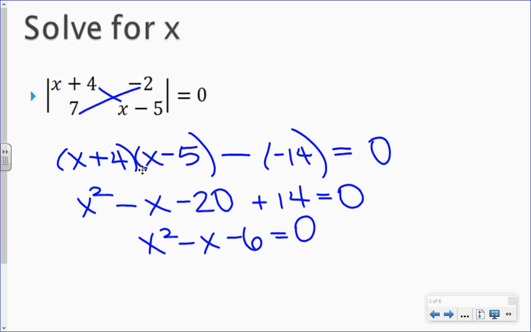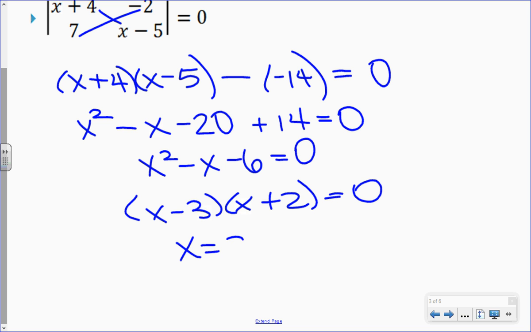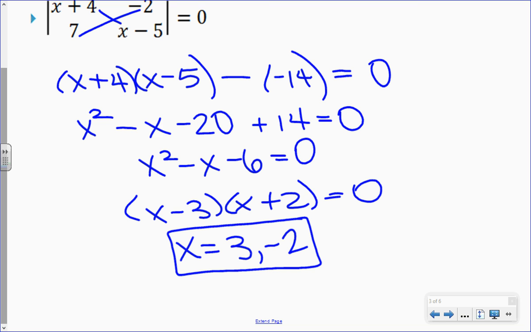All right, how do we factor that? Caleb? So to answer the question, x is 3 or x is negative 2. All right, how do you feel so far? Kind of nice, right?